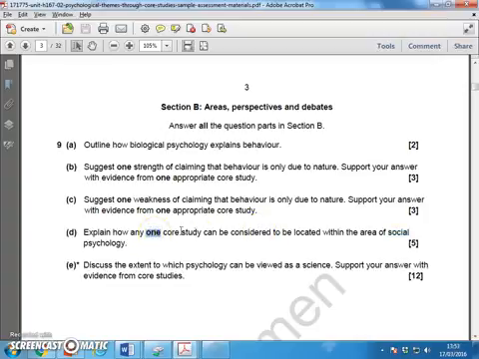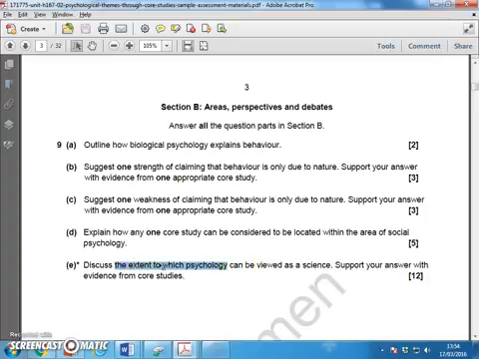One core study is Milgram, and he investigated the influence of a prestigious university, an authority figure, the influence of an authority figure. You link that to the fact that social psychology investigates the influence of the people around us, and so you use the terms from the area's assumptions whilst you're describing the study, and you'll pick up lots of marks.